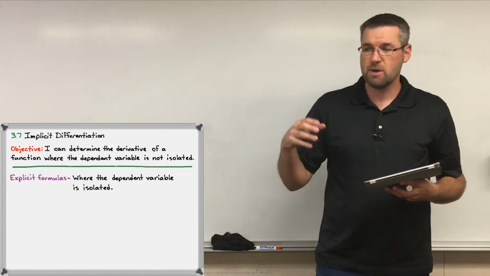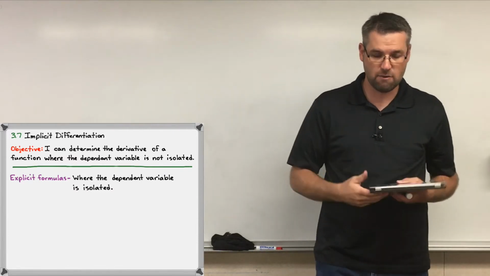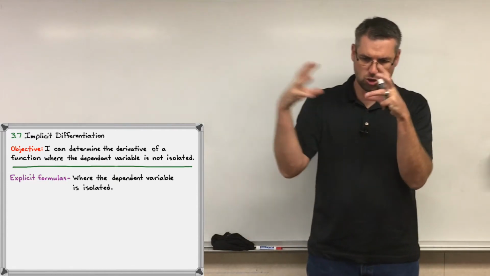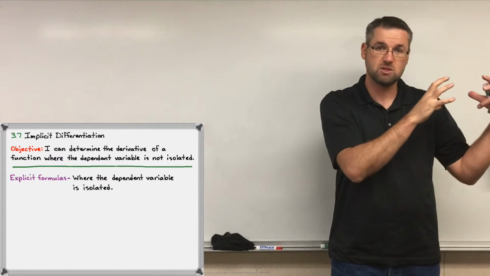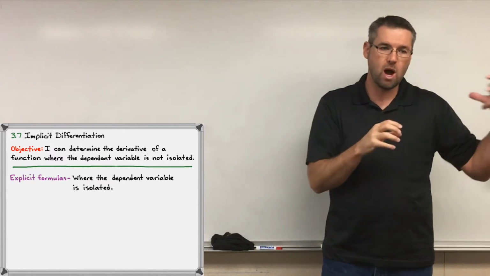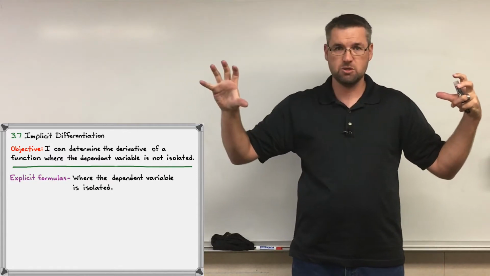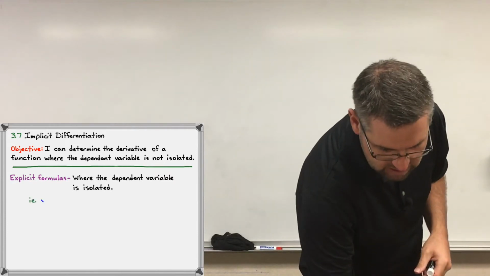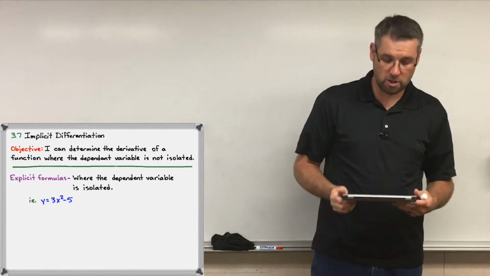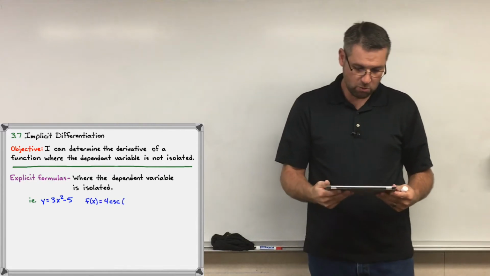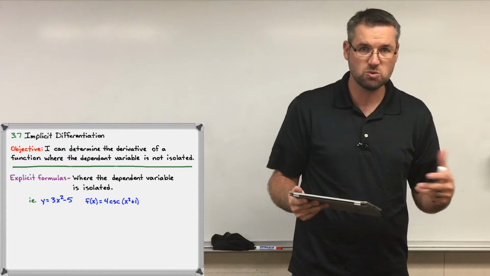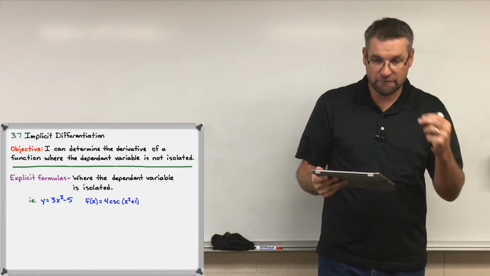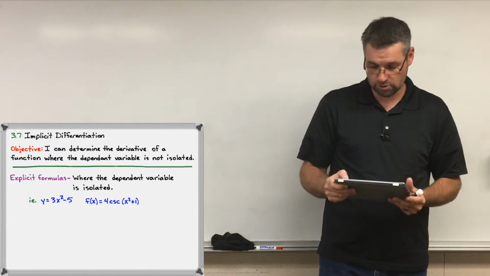In other words, we have that input-output thing, right? So you have the x that you're inputting and it goes through the machine, and then out comes the y value, the output. And so we get y equals whatever this produces. Explicit, y equals something, okay? An example of this is y equals 3x squared minus 5, or f of x equals 4 cosecant of x squared plus 1. These are all explicitly written because it specifically talks about what y equals, okay?